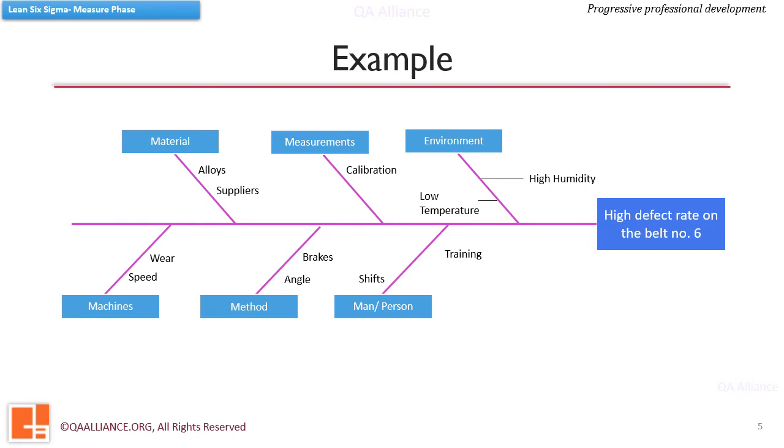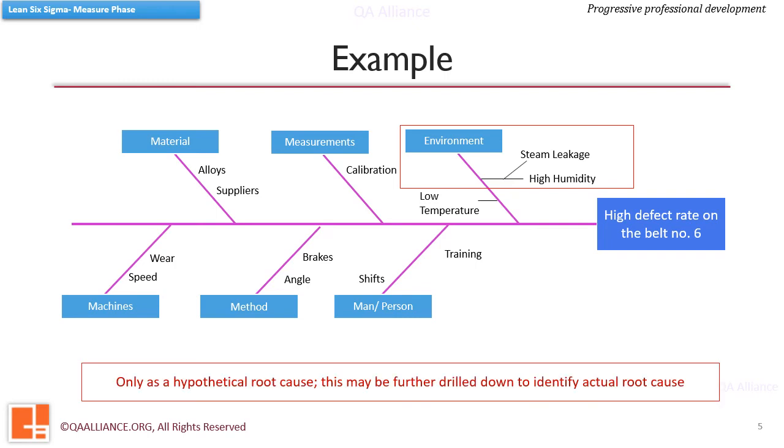Now, in case of environment, we can see there is a further cause to this, that is high humidity. Next we think what is the cause behind high humidity, and we find that there is leakage of steam. We can check the logic here. We can say that leakage of steam from a nearby pipe is causing high humidity, thus causing defects on belt number 6. Similarly, we keep on doing this exercise until the team feels that the picture is complete. We should note that this is just a hypothetical case highlighted here. We can drill down further for the actual root causes.